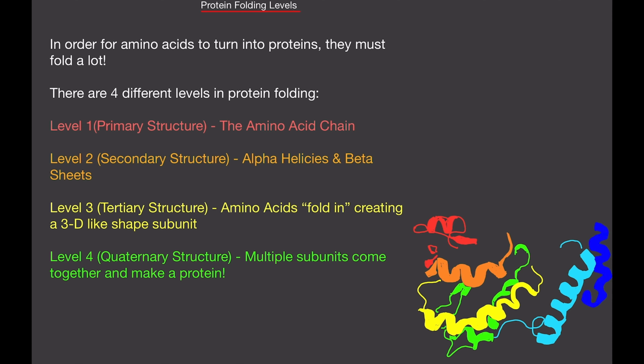Level 2 is the secondary structure, called alpha helices and beta sheets. And all of these levels we're going to go over in depth, step by step, so don't worry about it. This is just an overview. Level 3 is the tertiary structure. This is when the amino acids fold into a 3D shape and make a subunit. The quaternary structure, or level 4, is when multiple subunits come together to make a protein.